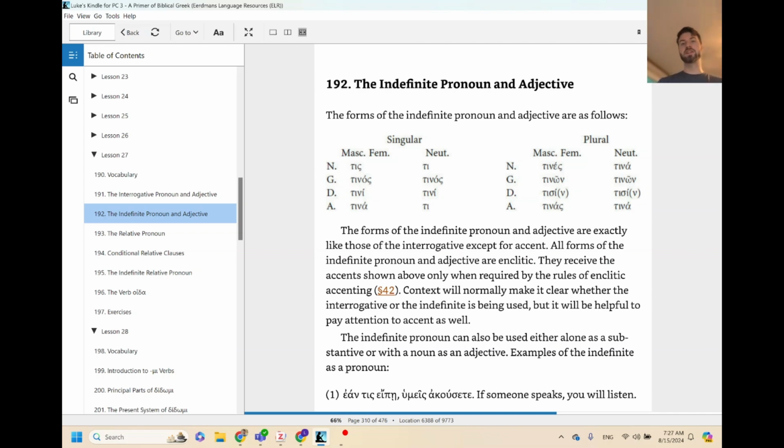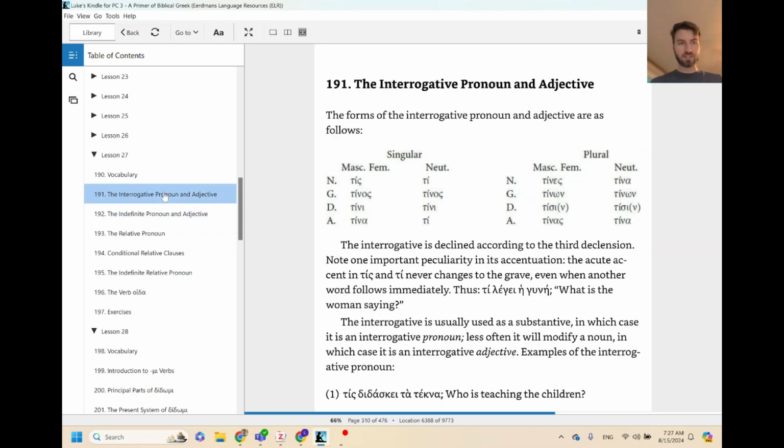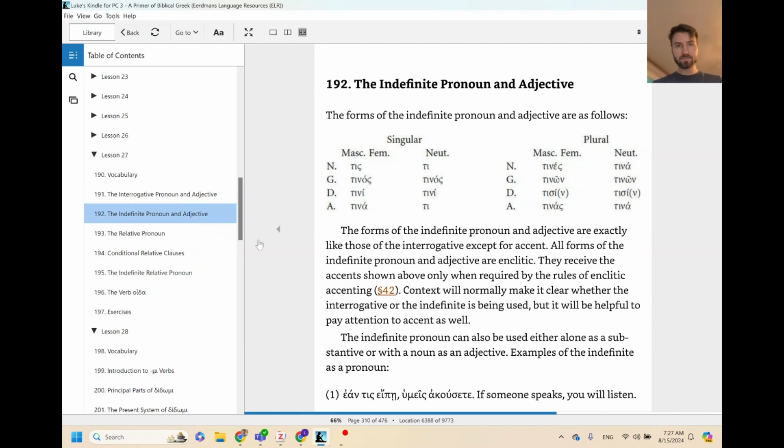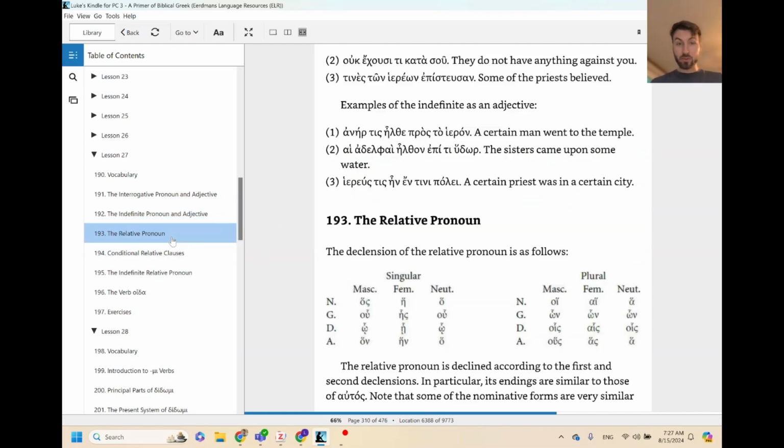Or sometimes you'll see the indefinite pronoun used with another noun, like anthropos tis erchetai, like a certain man, some man is going. Yeah, so that's the indefinite pronoun. It's the same forms as the interrogative pronoun, just with a different accent. The relative pronoun is translated as who or that, and it modifies a noun.